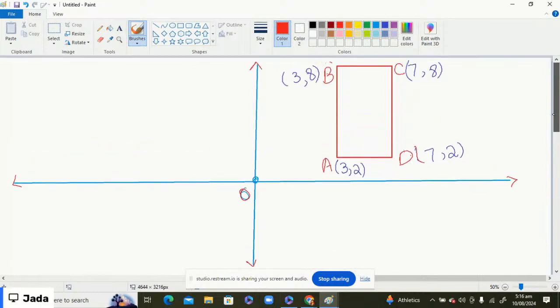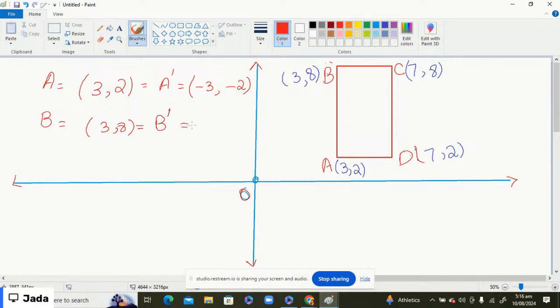Look at here the logic. The very first thing, what is the point A? Your point A is 3 and 2. So after the transformation of rotation, how can we change? This is minus 3 and minus 2. Positive can be changed into negative. What is for B? This point is 3 and 8. It's B and after rotation, minus 3, minus 8. This is the rotation of 180 degrees, I'm telling you.